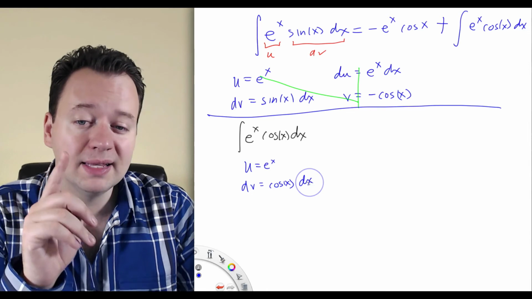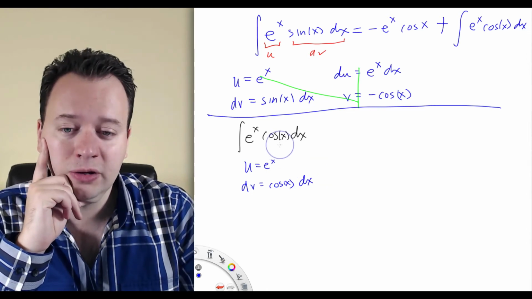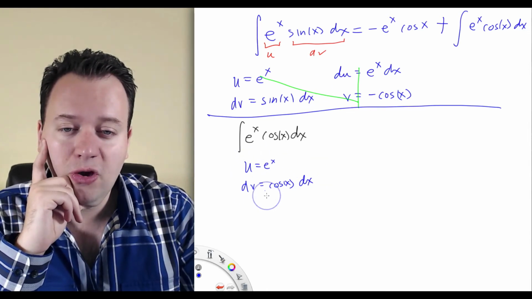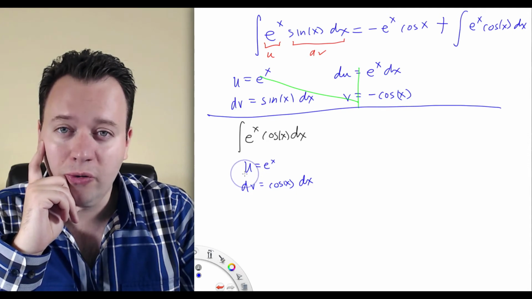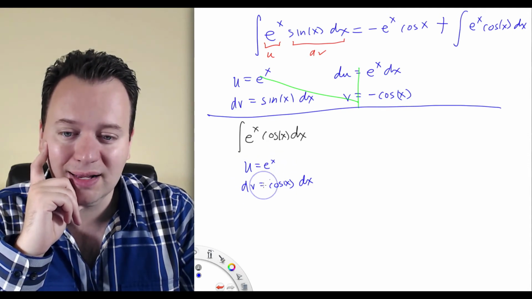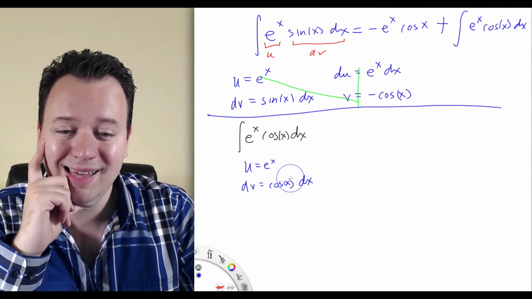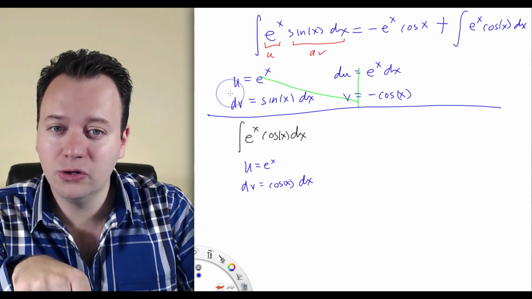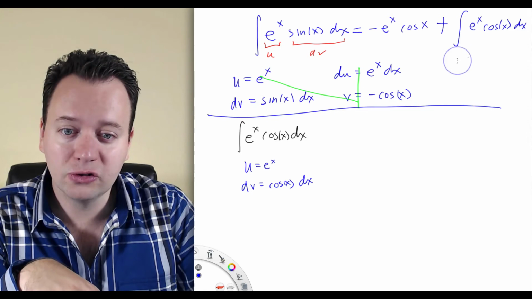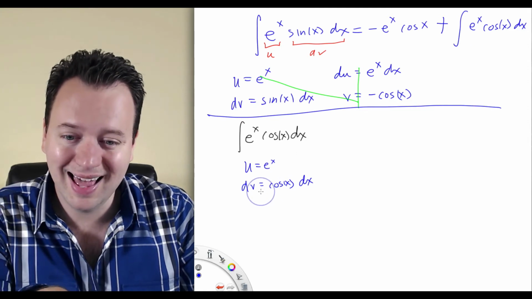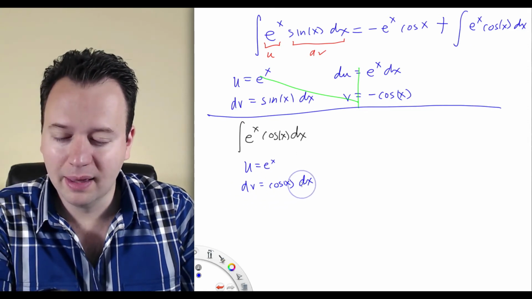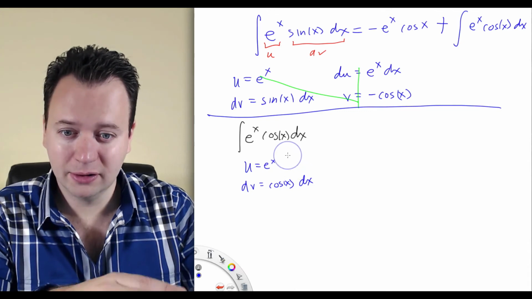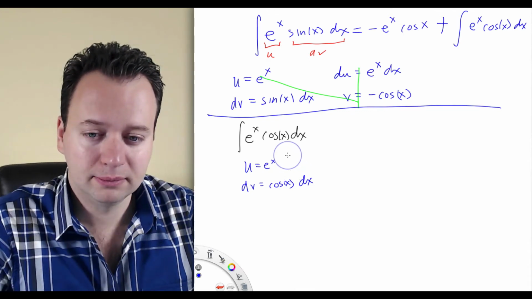Now for the second time around, try this on your own. Use the opposite. For u, this time use cosine of x, and for the dv, try e to the x dx. So we did it using e to the x as u the first time. For this integral, try using the e to the x for the dv. See what happens. So switch them on the second step.